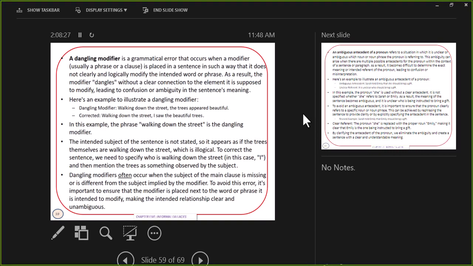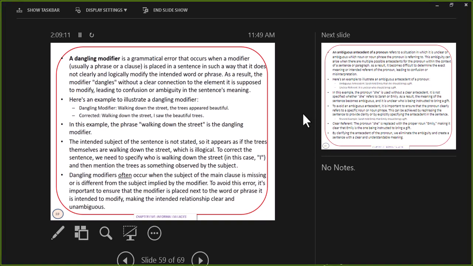Walking down the street, the trees appear beautiful. Corrected: walking down the street, I saw the beautiful trees. Because the subject has been absent in the first example, walking down the street, the trees appear beautiful. In the absence of the subject, we cannot certainly tell whether the modifier walking down the street is modifying the trees or something else without the presence of the subject.